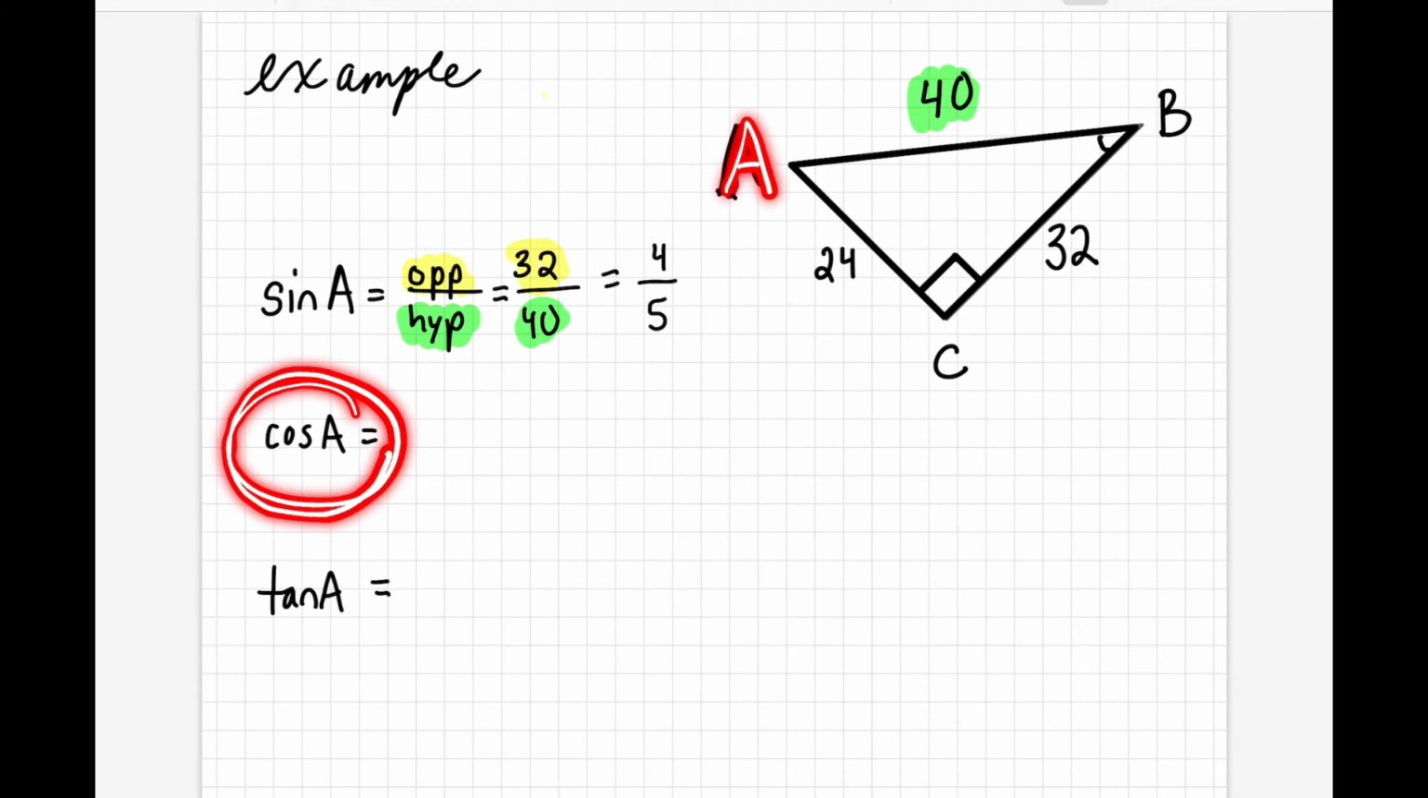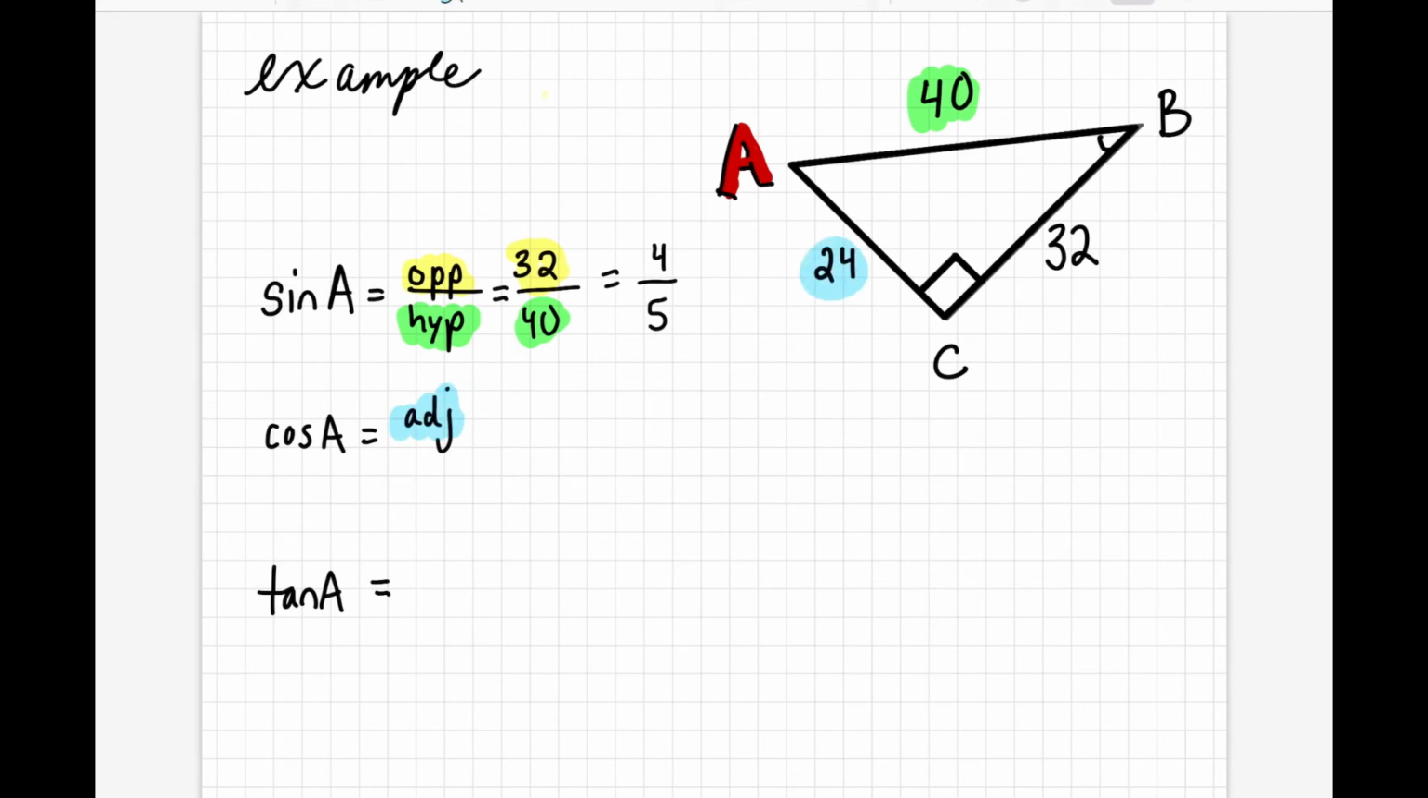Let's do cosine. So here's A. Cosine is the adjacent, put ADJ. So here's the adjacent to A over the hypotenuse again. So adjacent is 24. It's the one right next to it over the hypotenuse, 40. So 24 over 40. And if I reduce that, I get 6 over 10. Reduce it some more, and I get 3 out of 5. All right, done with that one.